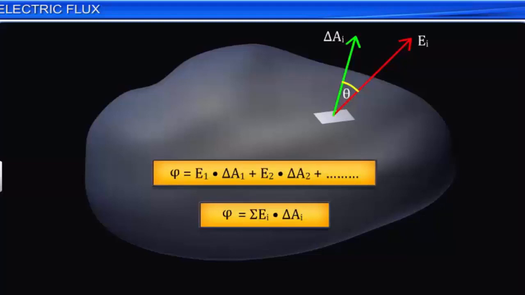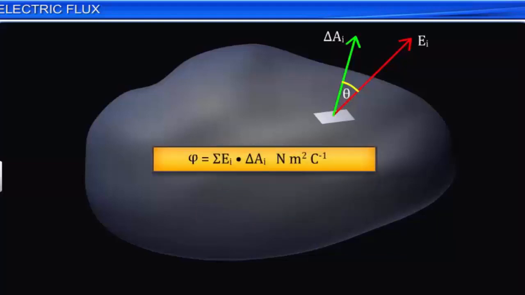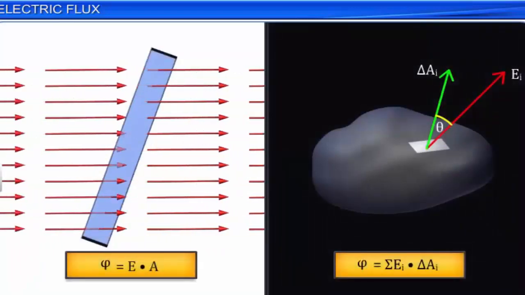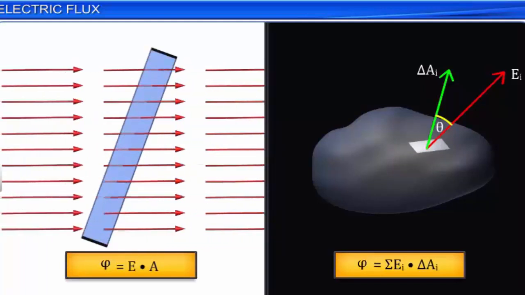The SI unit for electric flux is Newton meter square per coulomb. This brings you to the end of this introductory module on electric flux. You will learn more about applications of electric flux in coming modules.